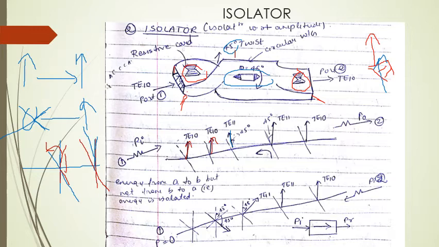After this, what is there? After this is your ferrite rod. The function of this ferrite rod is to give a 45 degrees clockwise twist. So clockwise twist means what will happen? It was 45 degrees anti-clockwise. Now 45 degrees clockwise means it again becomes a straight line like this.